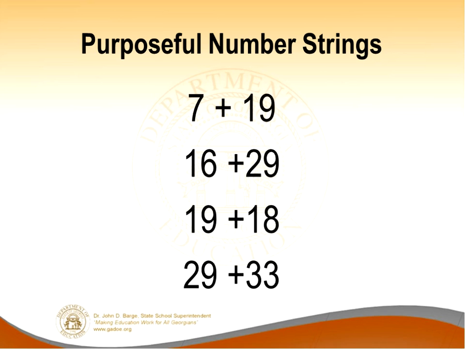Awesome. And as we talked about before, it starts off with smaller numbers. That allows the students to get comfortable, and then the problems increase in complexity or relative size and quantity, but the student is still able to apply the same strategy. You can see how a student could go from 7 plus 19 all the way to 29 plus 33. And this is what a purposeful number string is. So if you've never seen a number string, now you know what one is.